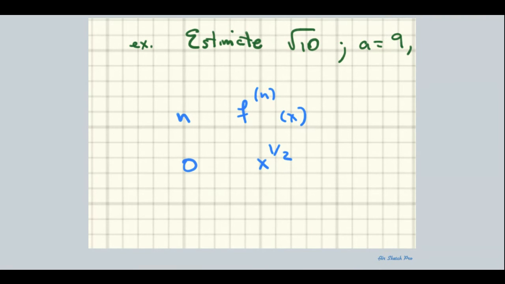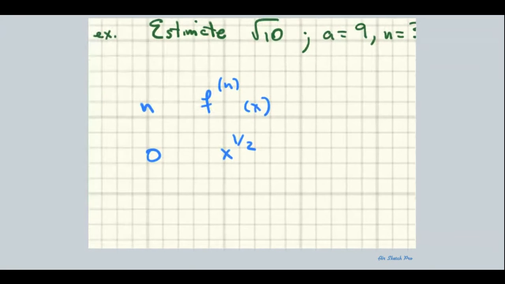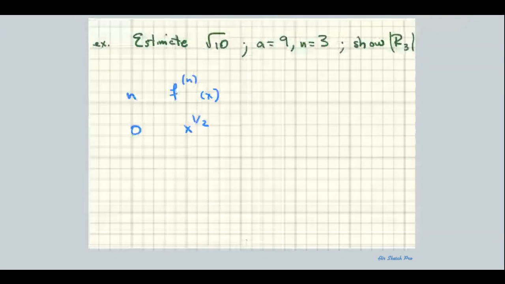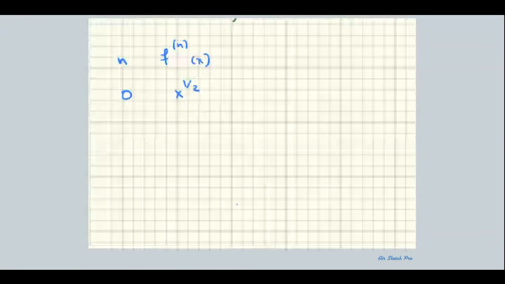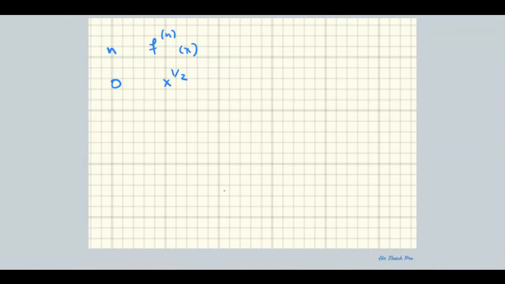Okay? And this is for n equals 0. The 0th derivative is the original function. Okay? And now, let me get myself framed here because I want to go to n equals 3, right? So that means I want to look at the fourth derivative by the time I'm done. So there I am, okay?